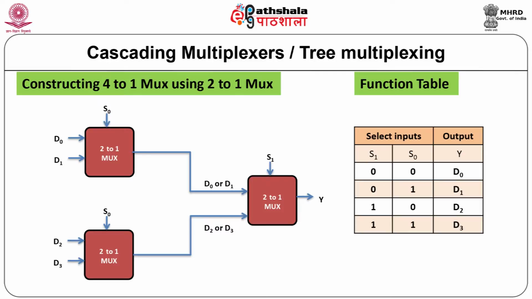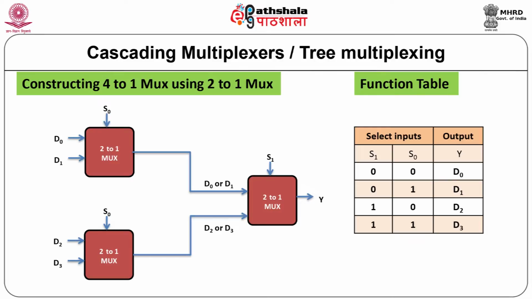Let us now consider the construction of a 4-to-1 multiplexer using 2-to-1 multiplexers. To obtain a 4-to-1 multiplexer, we will use 2-to-1 multiplexers at level 0, where each multiplexer will accept 2 inputs with a select line S0. So, for the first level, both the multiplexers will require a single select line, that is S0. The data inputs received by the first multiplexer are D0, D1, whereas D2 and D3 are connected to the second multiplexer.